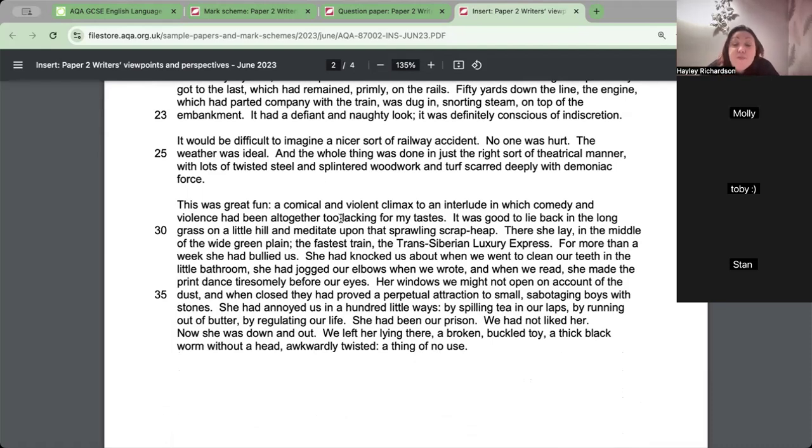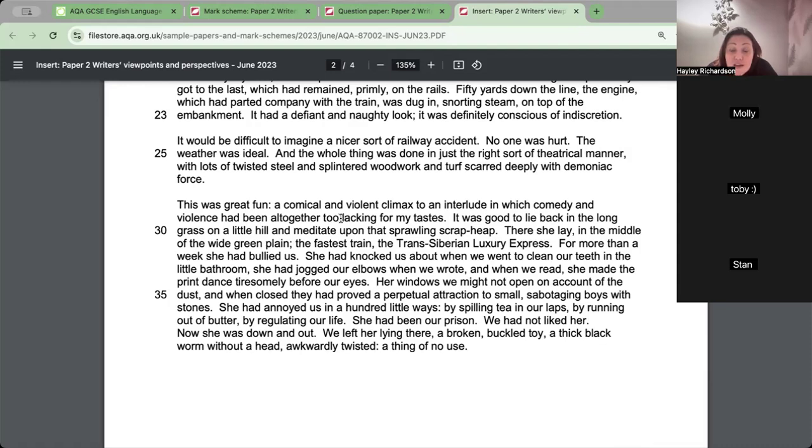It was good to lie back in the long grass on the little hill and meditate upon that sprawling scrap heap. There she lay, in the middle of the wide green plain, the fastest train, the Trans-Siberian Luxury Express. For more than a week she had bullied us. She had knocked us about when we went to clean our teeth in the little bathroom. She had jogged our elbows when we wrote, and when we read, she made the print dance tiresomely before our eyes. Her windows we might not open on account of the dust, and when closed they had proved a perpetual attraction to small sabotaging boys with stones.